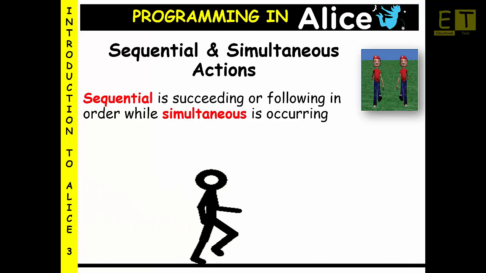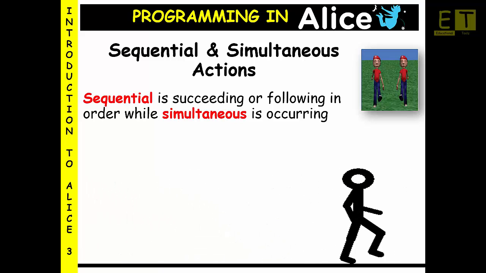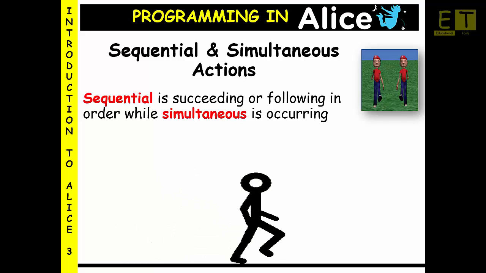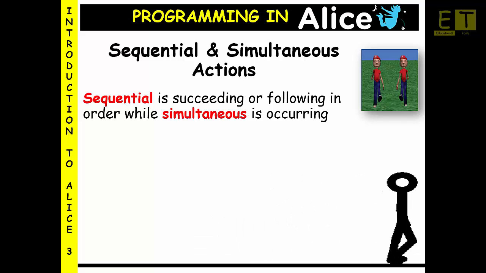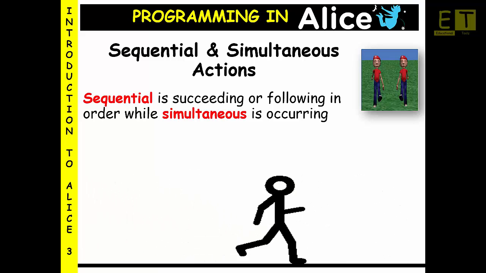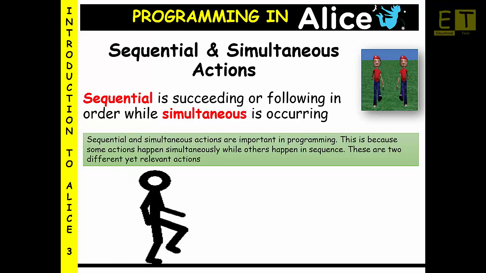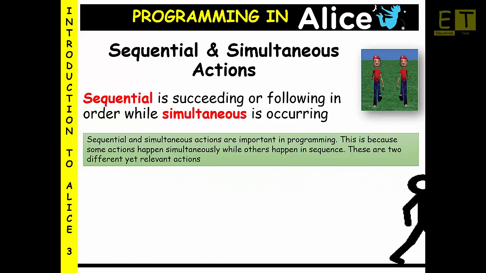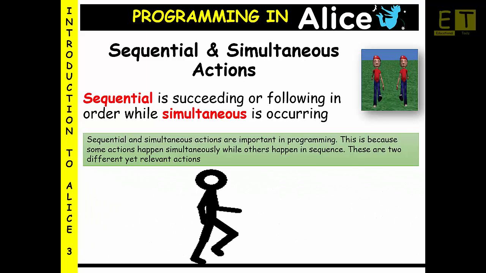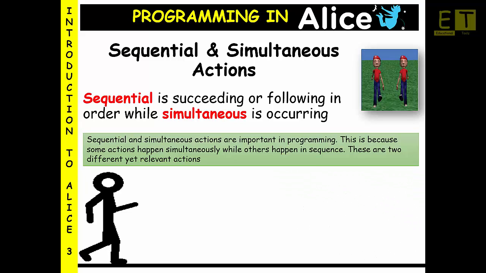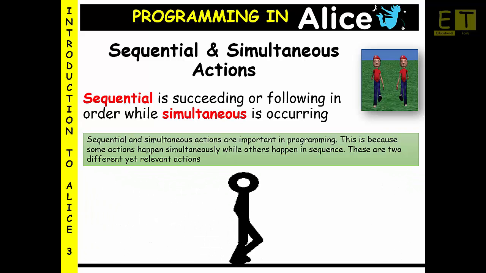A simultaneous action is the opposite of a sequential action. So a sequential action is where one action happens at a time. To take several steps, you move one leg forward and then the opposite leg. It is not possible to take both steps at the same time. So taking multiple steps is a sequential action. Sequential and simultaneous actions are important. And when I say important, I mean very, very important in programming. And the reason for this is because some actions happen simultaneously while others happen in sequence. These are two different yet relevant actions.